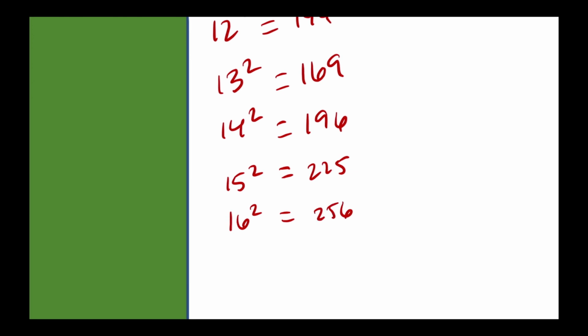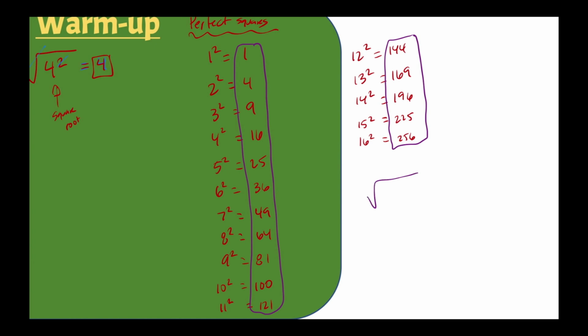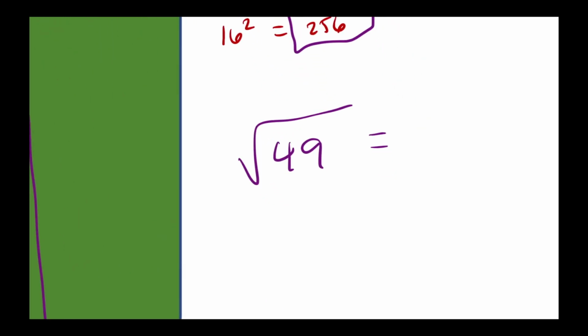Very good. Okay, so all these numbers, when I square a number, the result, all these numbers that you got here, these are all called perfect squares. They're called perfect squares because they come from squaring a number. So if I asked you what's the square root of 49, you would say that is 7.